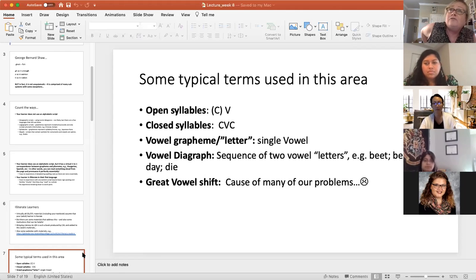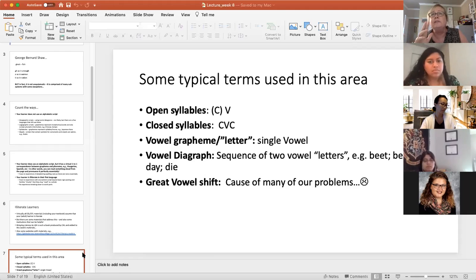So a vowel grapheme, or a letter, is like a single vowel, right? A, E. A vowel digraph is when you have two letters, but it's one vowel. So it could be a monophthong, like E, which could be EE or EA in spelling, or it could be a diphthong, like AI, like day or die. All those are called vowel digraphs, okay?